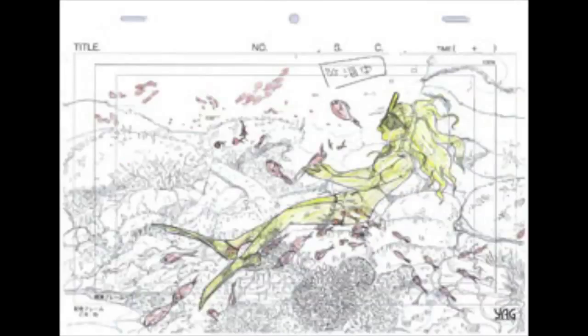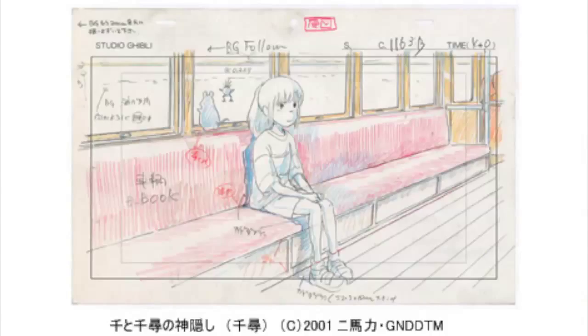Now, there's different ways to do layouts. Some layouts are more complex than others. If you're like a Hayao Miyazaki, you're probably doing very detailed layouts. That's just the way that he does them, or his directors do, for example. From Spirited Away.